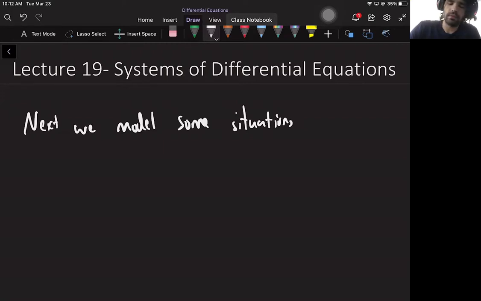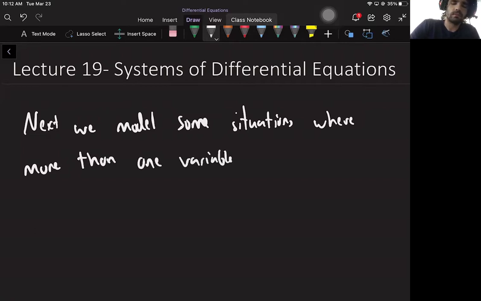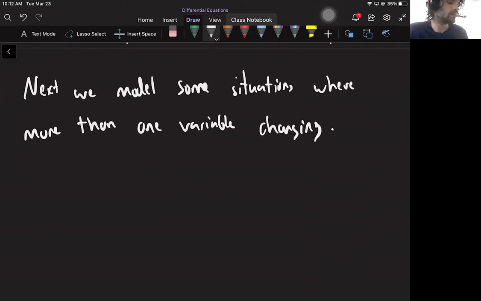And then we'll solve those ones with the Laplace transform, but there's lots of other things we could do, like I said. Okay, so the idea is there's more than one variable changing. And so systems of differential equations help us deal with these sometimes.